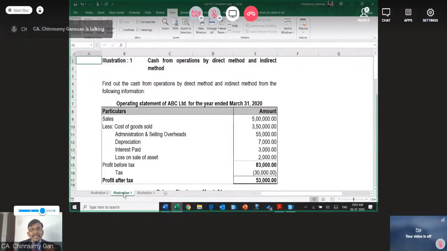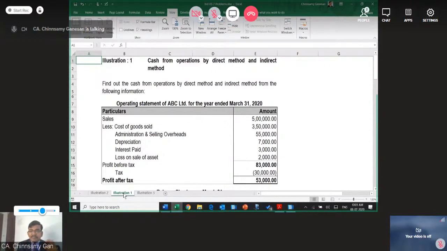In this case, what I have given, this is an indirect way of asking you to find out the numbers. They have given only an operating statement, nothing but profit and loss account. From the profit and loss account, you have to arrive at your cash flow statement for the operating activities alone, but you may have certain items which are included for financing activities or investing activities. That we have to see.